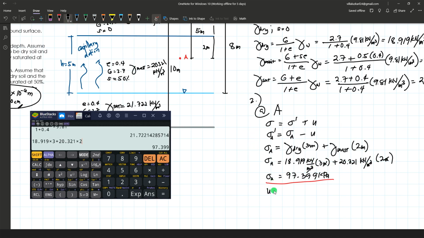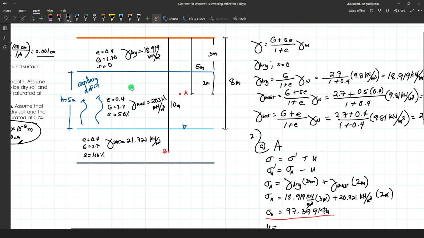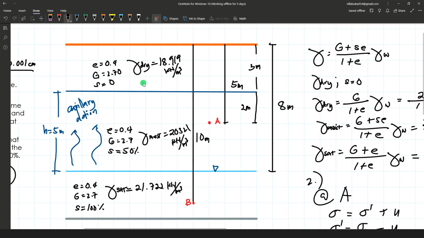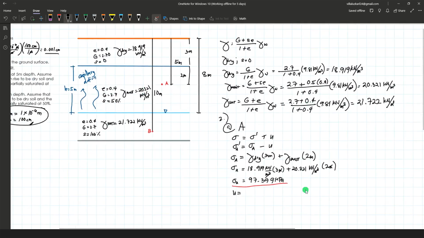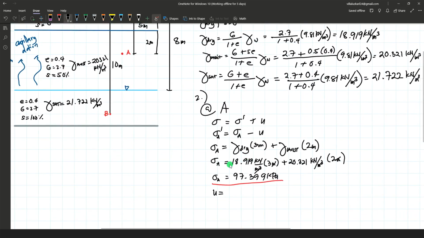Number 2, the second is the pore water pressure. So we have here a capillary action. So this also affects the pore water pressure if we are to determine the pressure at any point within the capillary action. In the capillary action, we have a solution for determining the pore water pressure, which is negative S, the degree of saturation of that layer over 100, times the unit weight of water times the height.